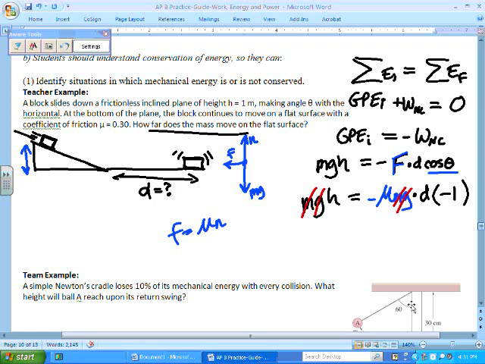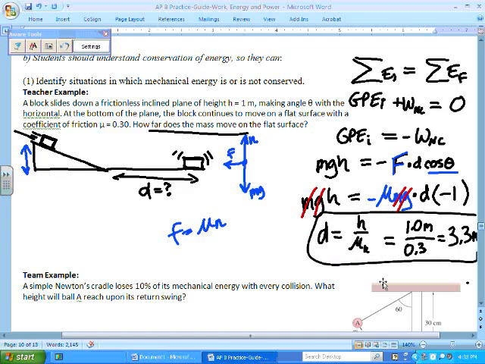The displacement then must be equivalent to the height divided by the coefficient of kinetic friction. So that is just 1 meter divided by 0.3. So then the distance traveled is 3.3 meters.